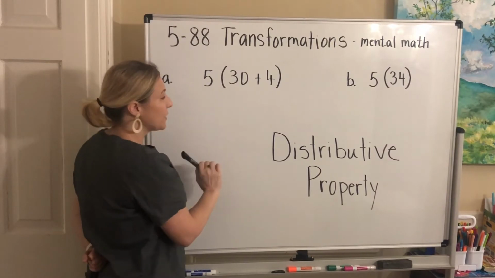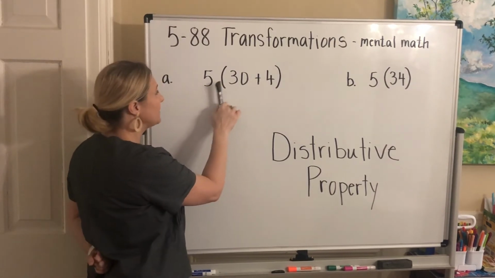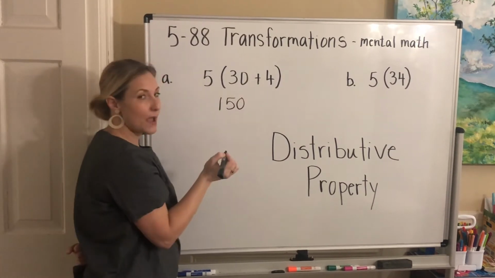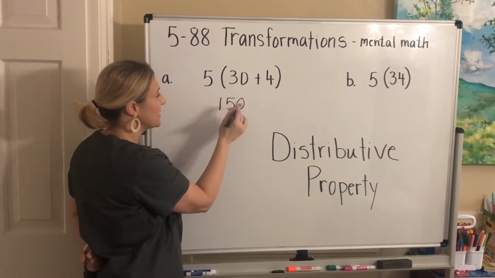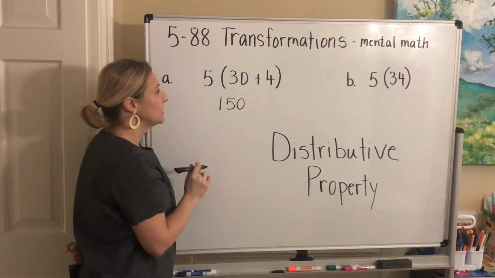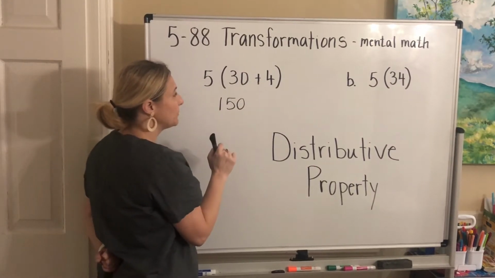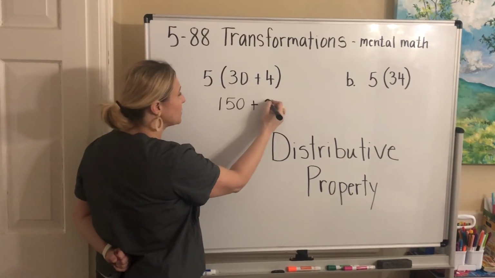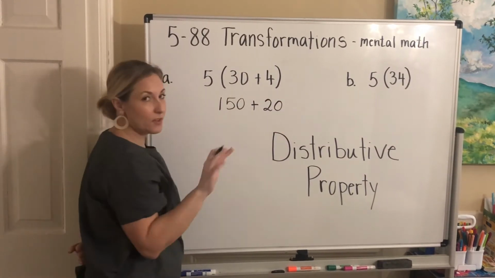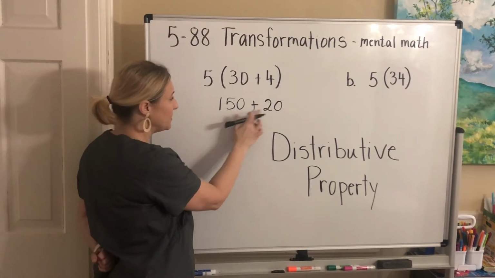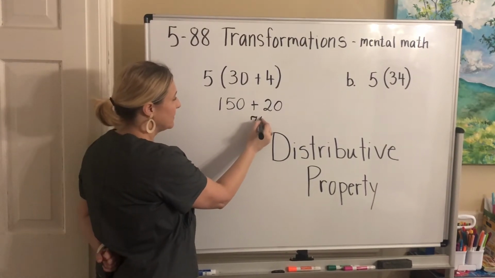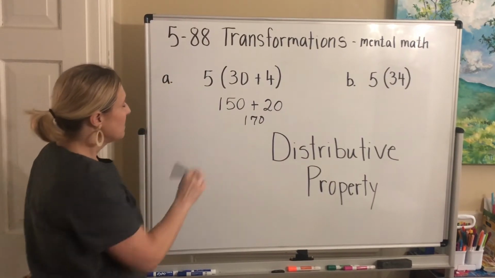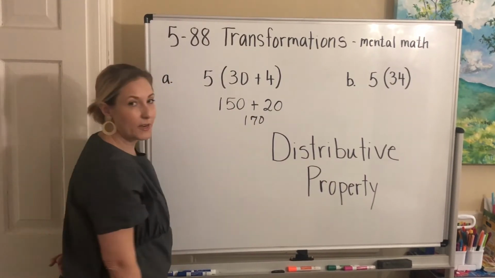The way we distribute it through is going 5 times 30 is, well, we know that right away, 150, because 5 times 3 is 15, and we add a 0. Well, what is 5 times 4? Okay, let's bring down our plus sign, and 5 times 4 is 20. So right off the bat, we know that 150 plus 20 is 170. So we know our answer is 170 by using the distributive property.